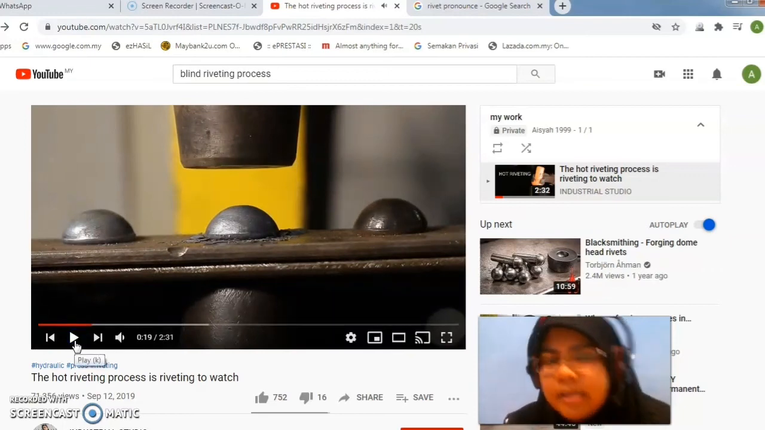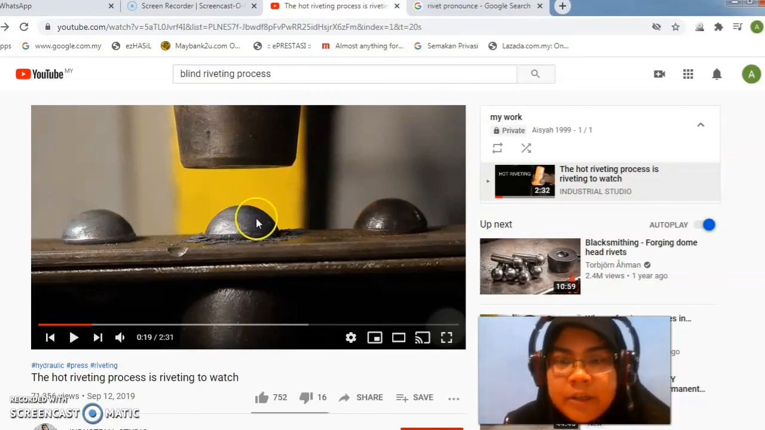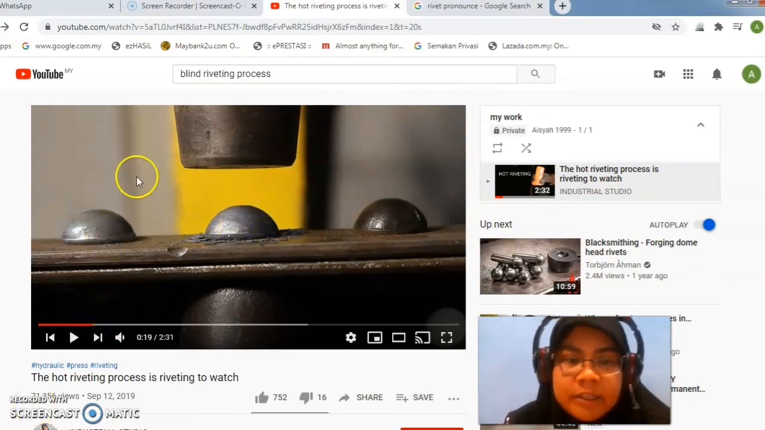As you can see in this video, they use a hydraulic hammer. Inside the hydraulic hammer, there is already a mold. When they use force to deform the structure of the rivet, the rivet will be deformed and follow the mold shape. In this case, they follow the round shape.